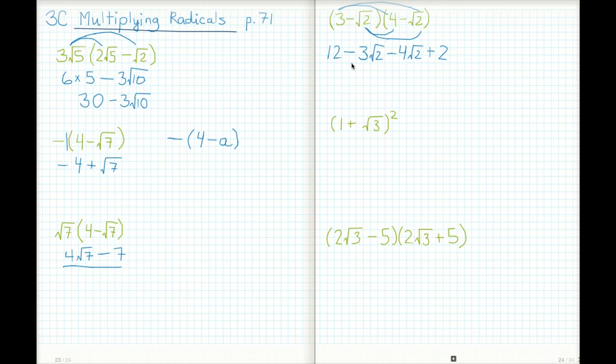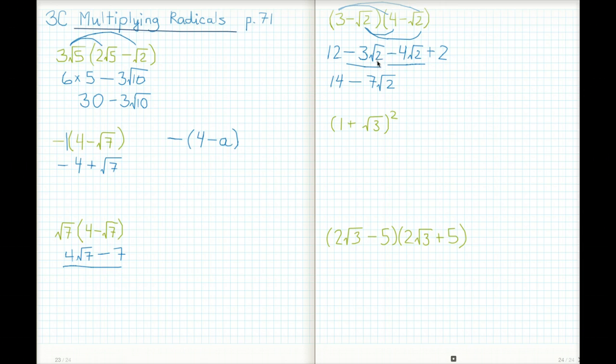We have like terms that can be added together. This 12 and this 2 can be added together to make 14. That's a little different than algebra, where usually the first and the last terms did not end up being like terms. This would be an x squared, and that was a constant term. But with radical expressions, they often do, both being integers. So I get 14. And here I've got like terms with the square root 2 terms. So minus 3 minus 4, I use the rules for adding and subtracting, and get minus 7 square root 2.